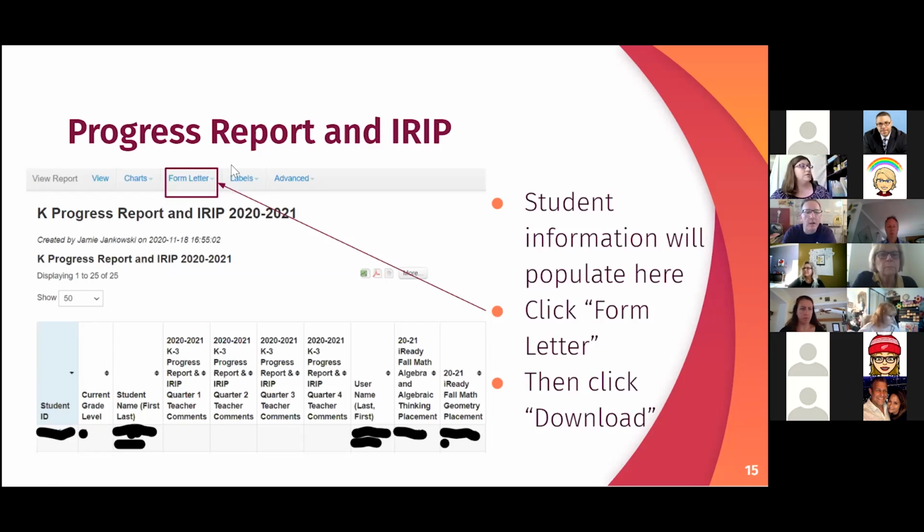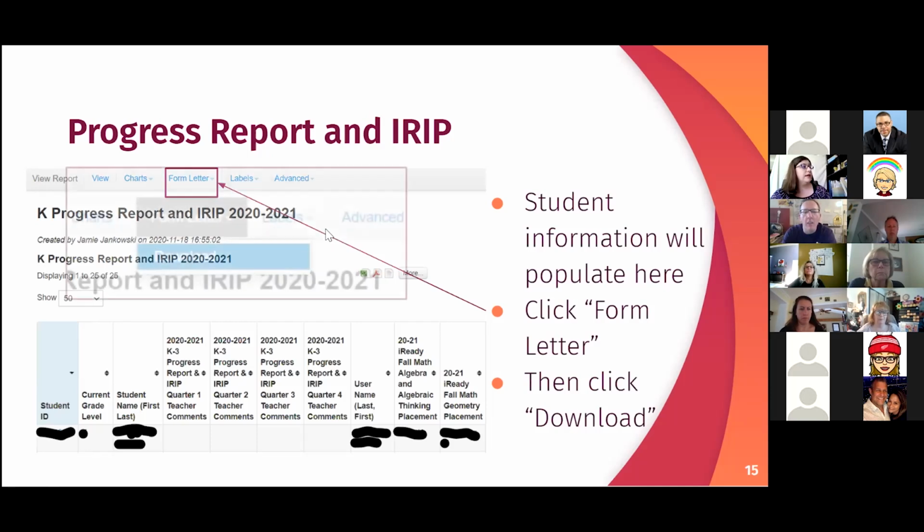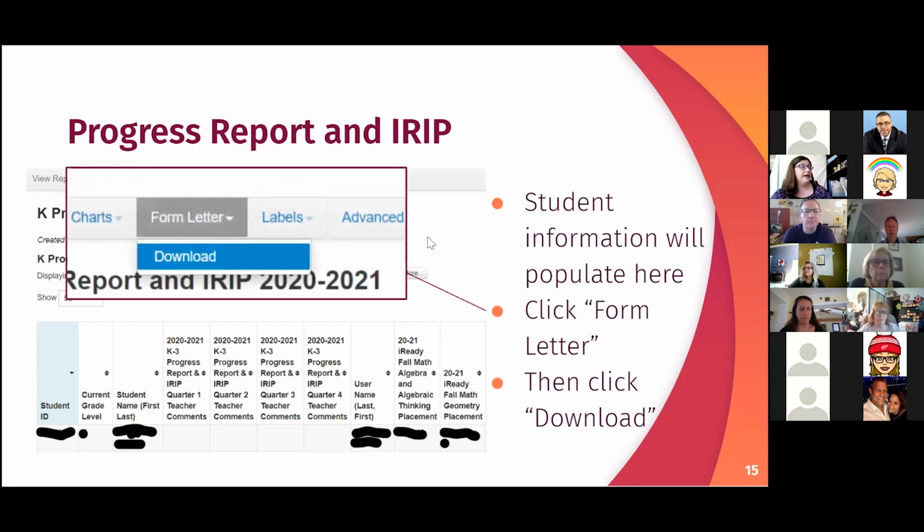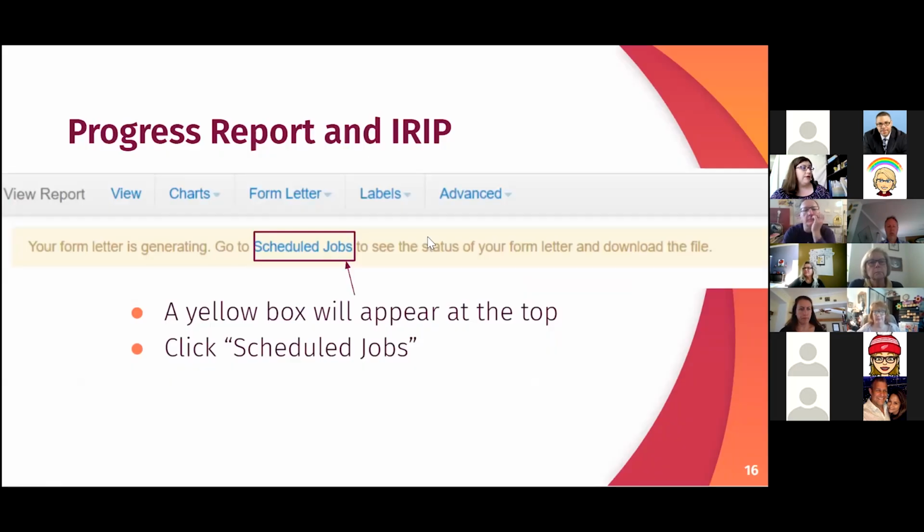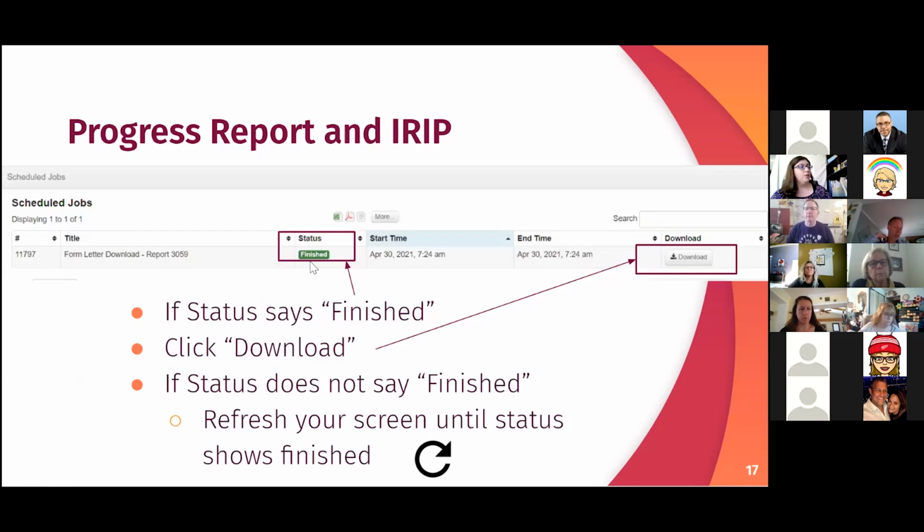The way that you download it is you click on this drop-down menu icon, form letter, and then it will say download. You just click that, and that will create a PDF eventually. You'll see the yellow box that comes up, scheduled jobs. And when it says finished, that's when you can download it. If it doesn't say finished, then just click that refresh button at the top of your browser screen until it says finished, and then you'll be able to download it.